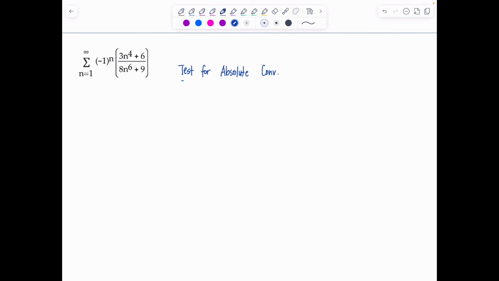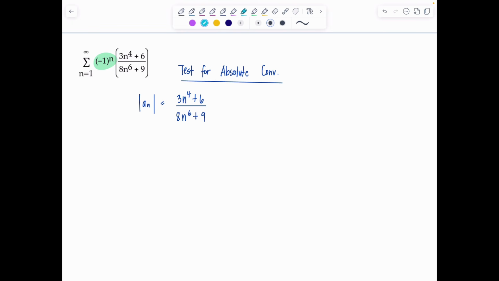Good. Okay, so take the absolute value of a_n. All it's going to do is get rid of this alternating portion here, okay? So we're going to have (3n^4 + 6)/(8n^6 + 9). Ooh, again, this is giving me vibes of I should do limit comparison test with the p-series. But how do I pick the correct p-series?